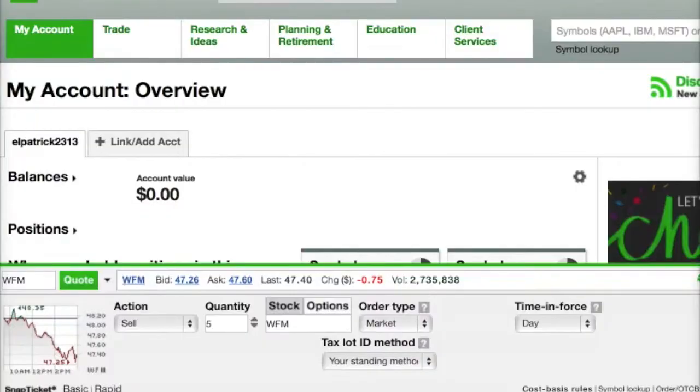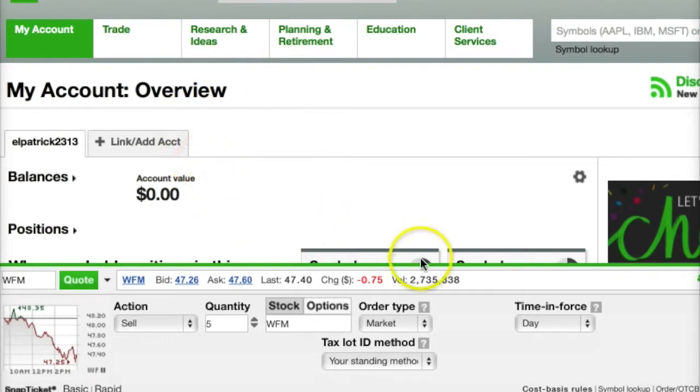This video is going to show you the steps on how to make a buy or a sell transaction. When you make your first trade, you'll follow similar steps to this, depending upon which brokerage firm you're using. So we're going to show you how to complete a buy order or a sell order.